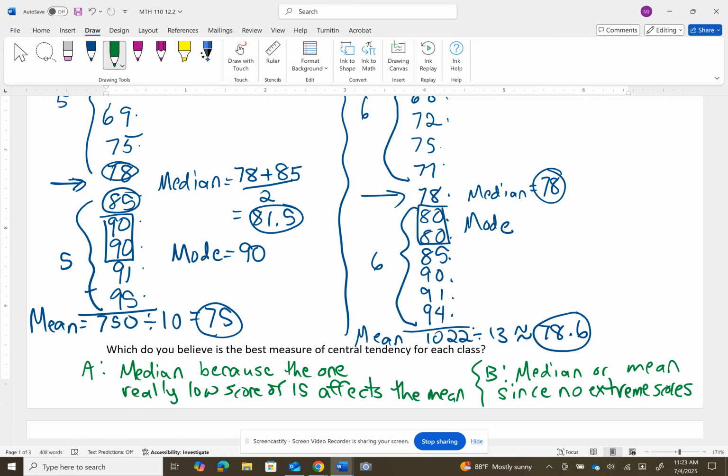Okay. All right, so make sure you know how to do the mean, median, and mode before class on Monday.